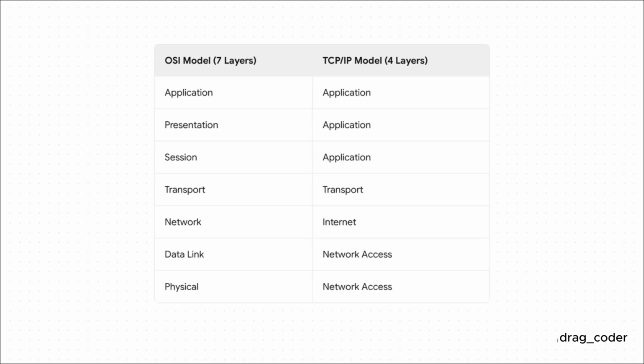And this chart right here just perfectly illustrates that relationship. You can see exactly how those 7 OSI layers just kind of condense and map directly onto the 4 layers of TCP/IP. It really is the same core logic, it's just packaged in a much more practical way.